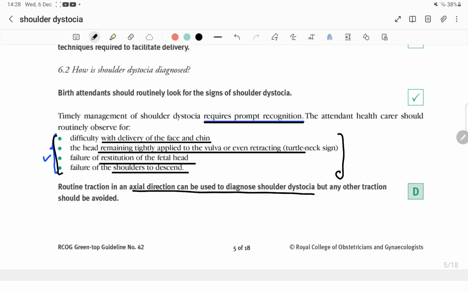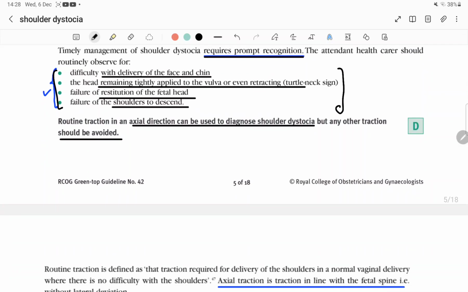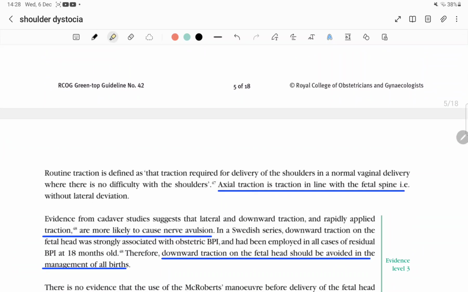Routine axial traction should be used, but all other tractions should be avoided. We will come towards this routine traction. Routine traction is the traction that is required for the delivery of the shoulder in a normal vaginal delivery, where there is no difficulty with the shoulders. Axial traction is in line with the fetal spine. Whenever you apply routine traction in line with the axial spine, it is the normal traction.